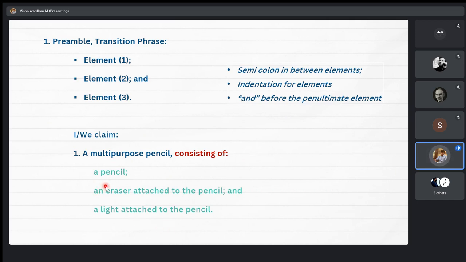So this is pretty much a pencil. You have seen the Nataraj pencils, right? There's a pencil, there's an eraser attached to this end. So my only new invention is I've attached a light also. So now even in the dark, I can just turn on the light and continue writing. That's my invention. So this is how you write the claim for that.